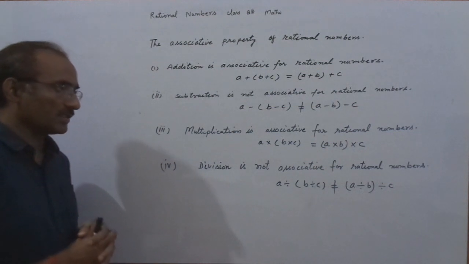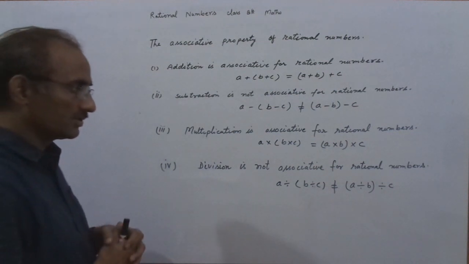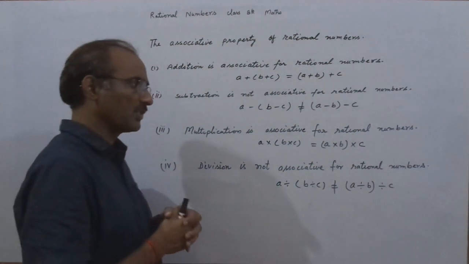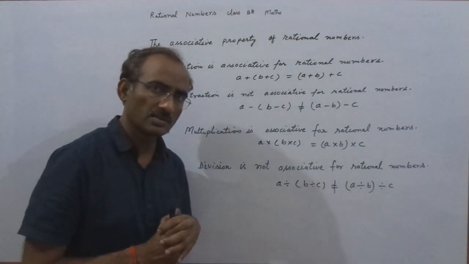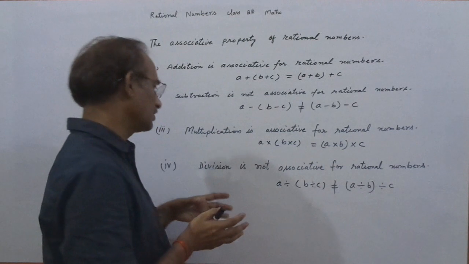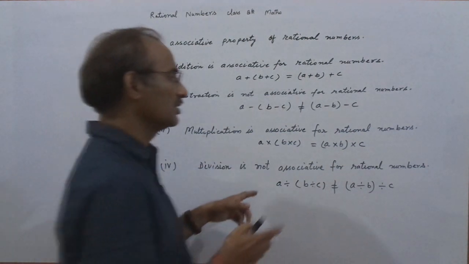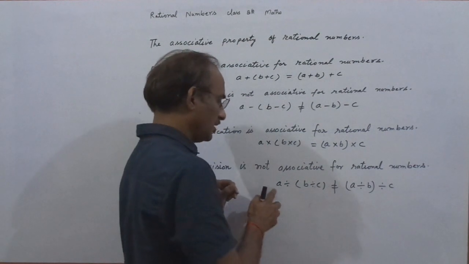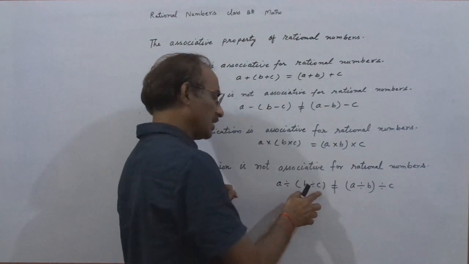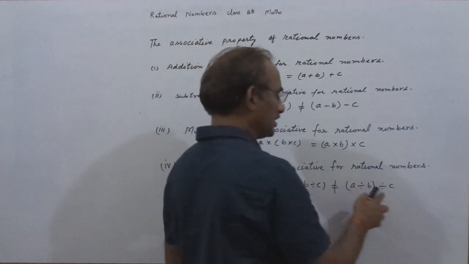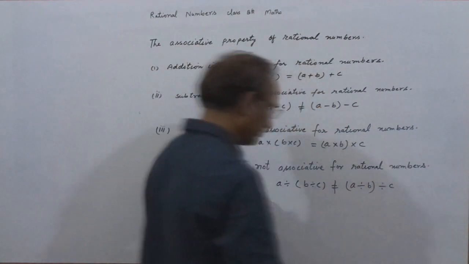Division is not associative for whole numbers. Division is not associative for integers. So, division is not associative for rational numbers. (a ÷ b) ÷ c is not equal to a ÷ (b ÷ c).